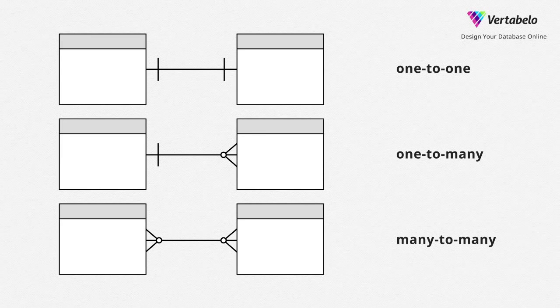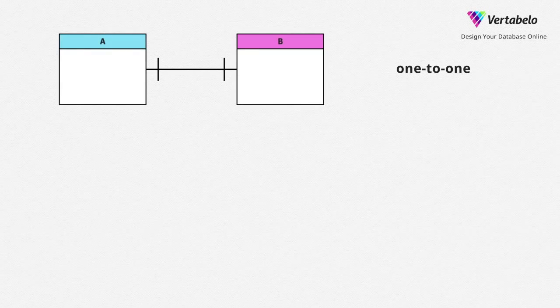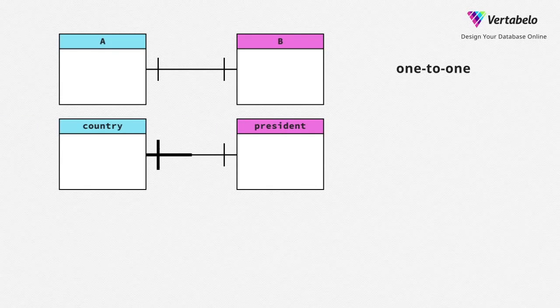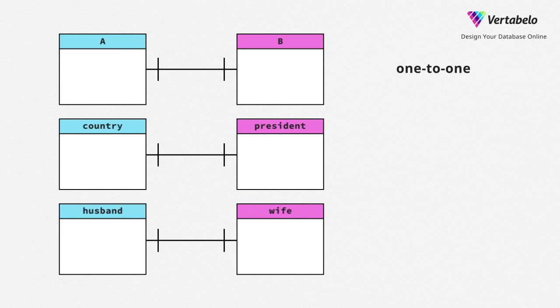The relationship may be of one of the following types: one-to-one, one-to-many, or many-to-many. What does it mean? A one-to-one relationship means that one row from table A is related to, at most, one row from table B, and vice versa. A single row from table B is related to, at most, one row from table A. For example, one country has one president. One president represents one country. Another example of a one-to-one relationship: one husband has one wife. One wife has one husband.